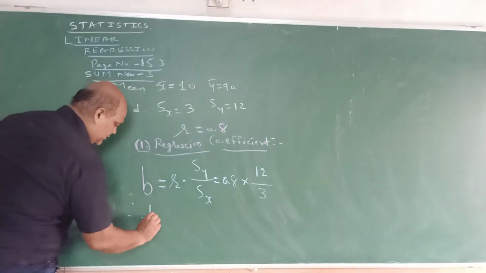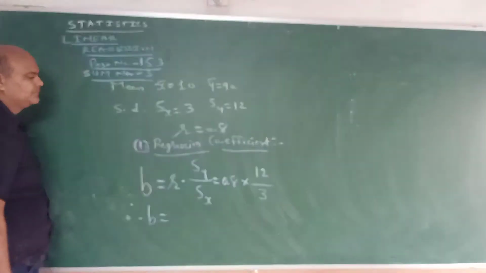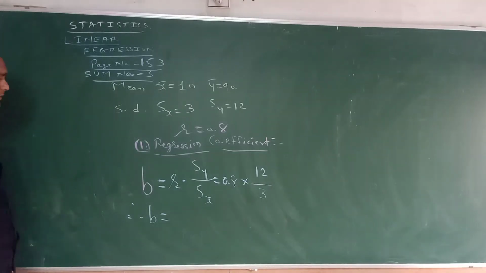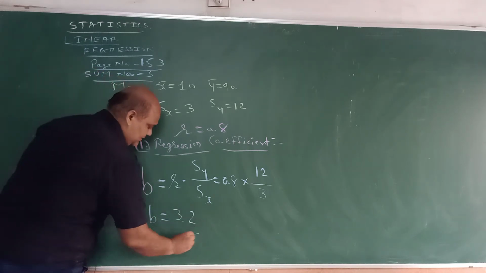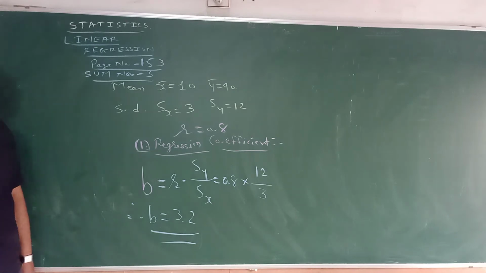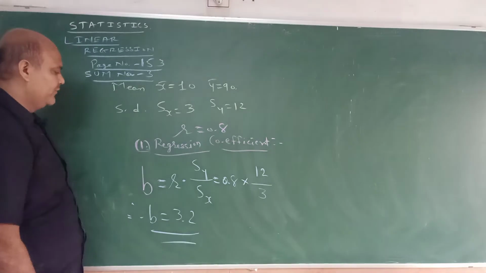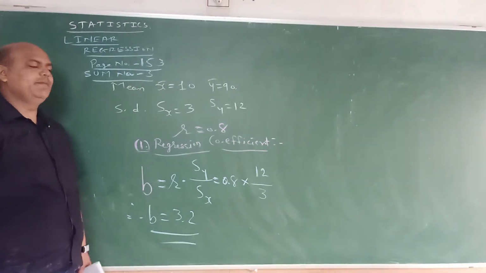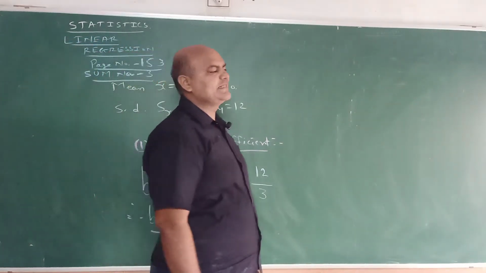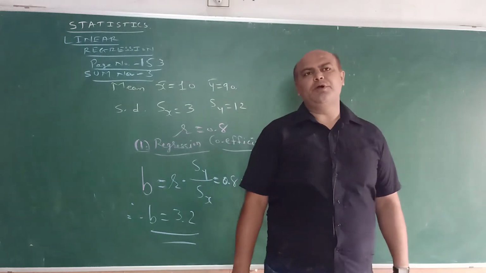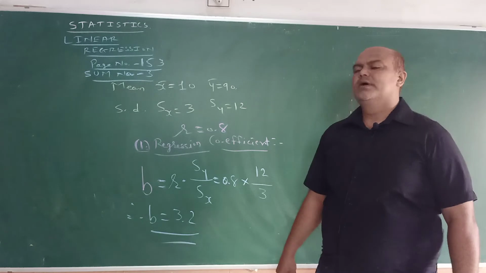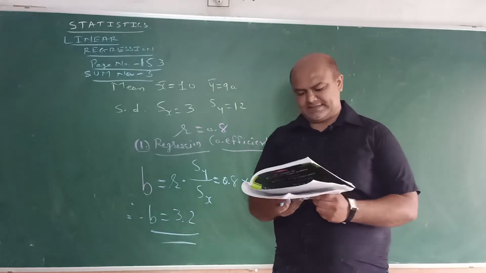So the answer is b equals 0.8 into 12 divided by 3. Final answer is 3.2. 3 4s are 12, 4 into 0.8, that is 3.2. Whenever the correlation coefficient r is given, the formula of the regression coefficient b is r into Sy upon Sx.